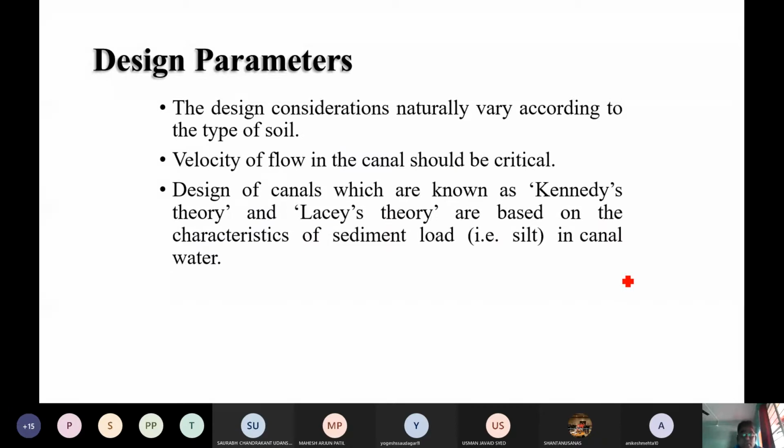Then what are the design parameters considered for designing this canal? The design considerations naturally depend upon the types of the soil as well as the types and characteristics of the catchment area. The velocity of the flow in the canal should be critical. The term you have to observe is that the critical velocity of the flow should be maintained.